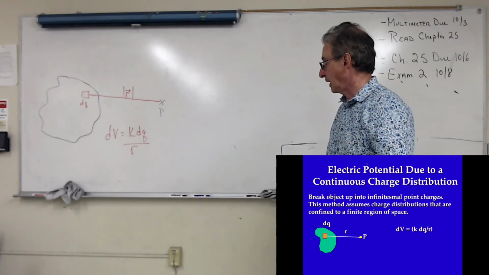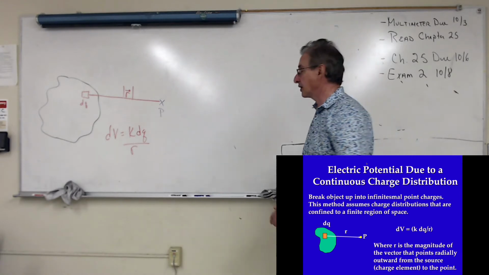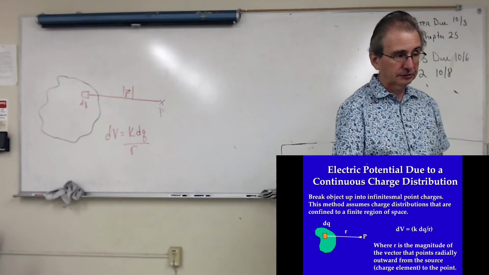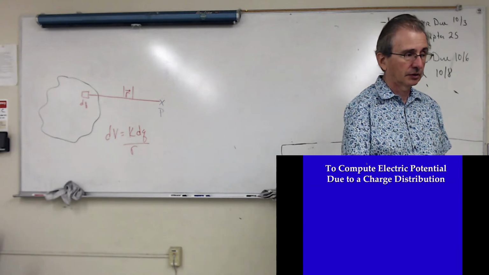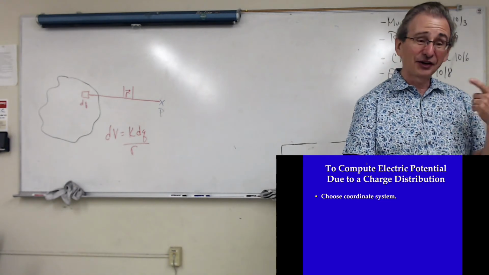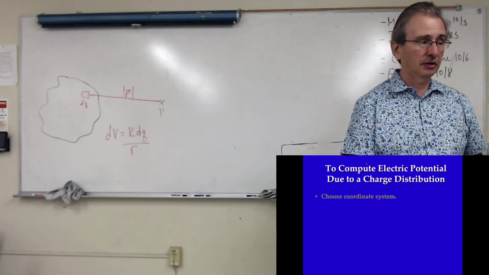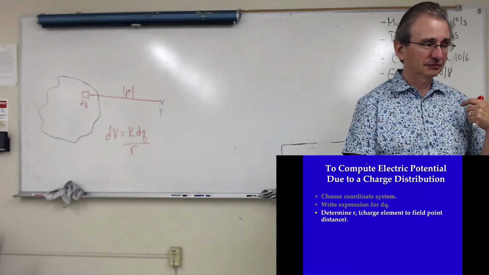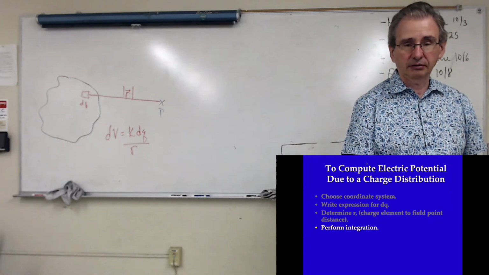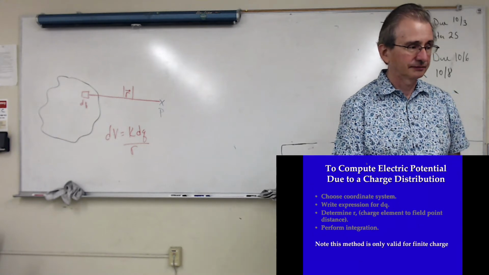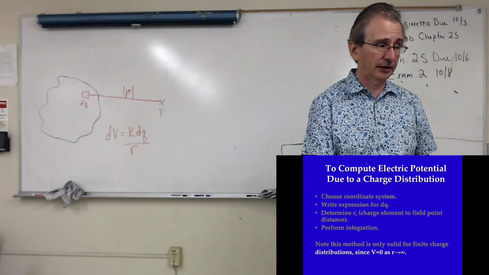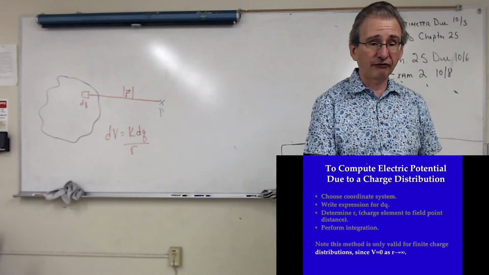And so I just need to find a dq and an r, and that's it. Remember, r is the magnitude of the vector that goes from the source to the point in question. So in order for us to do these problems, I have this algorithm for doing the calculations. First, choose your coordinate system. Write an expression for dq. Determine r. And integrate. And then check your answer to make sure it makes sense. Again, this is only valid for finite charge distributions, not a very large disk or anything like that, because we define V to be 0 at infinity.